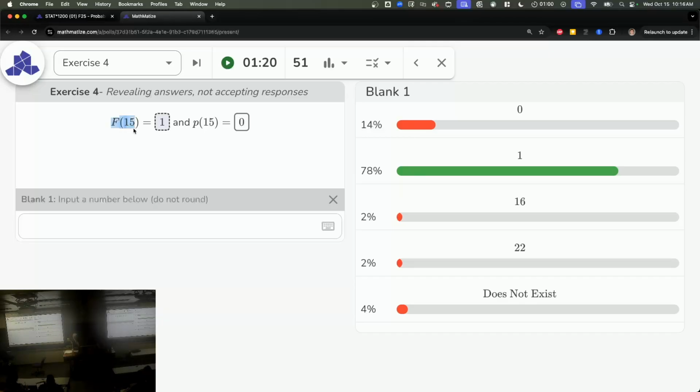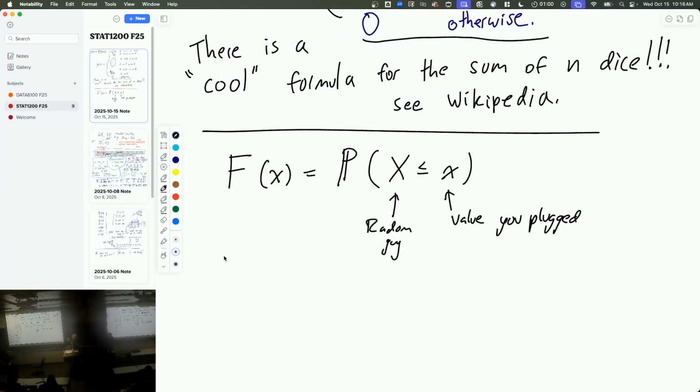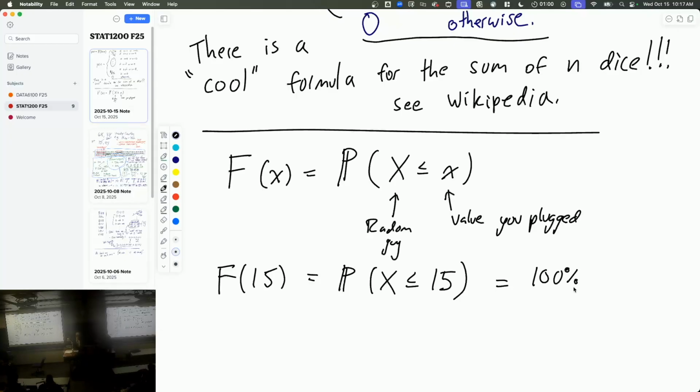So again, f of 15 is just kind of a shortcut for what is the probability that the dice roll will come out to less than 15. So f of 15 is the probability that capital X is less than or equal to 15. This is the kind of question we did before. And in this case, it's a 100% chance that when you roll 2 dice and add them up, you'll get something less than or equal to 15. So f of 15 equals 1.